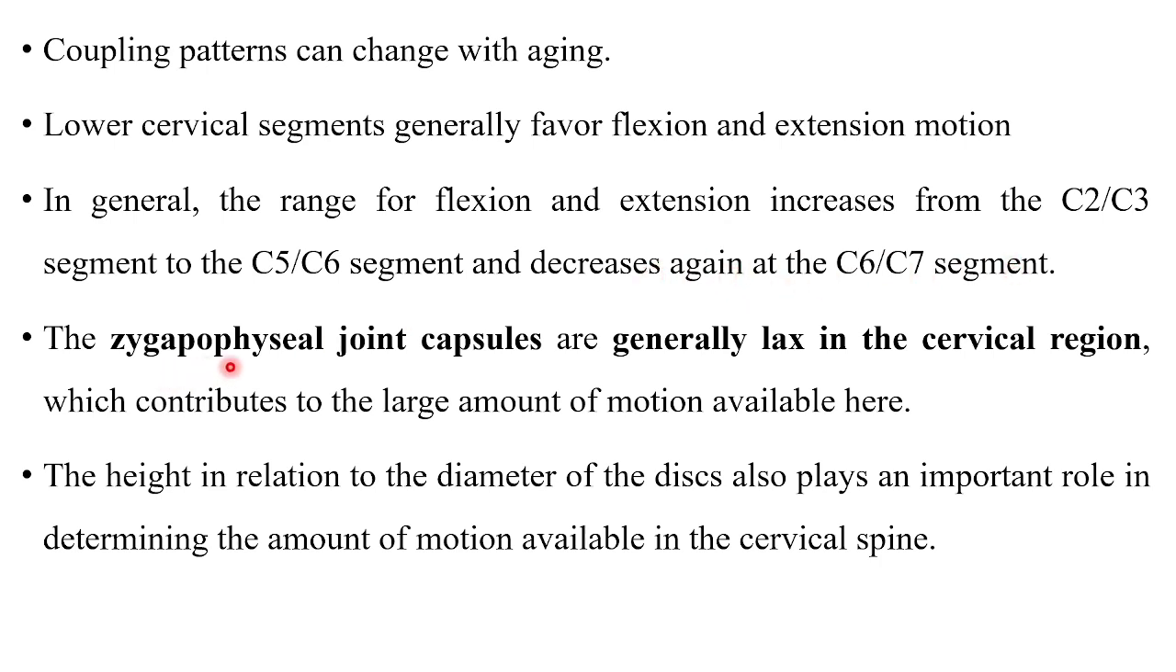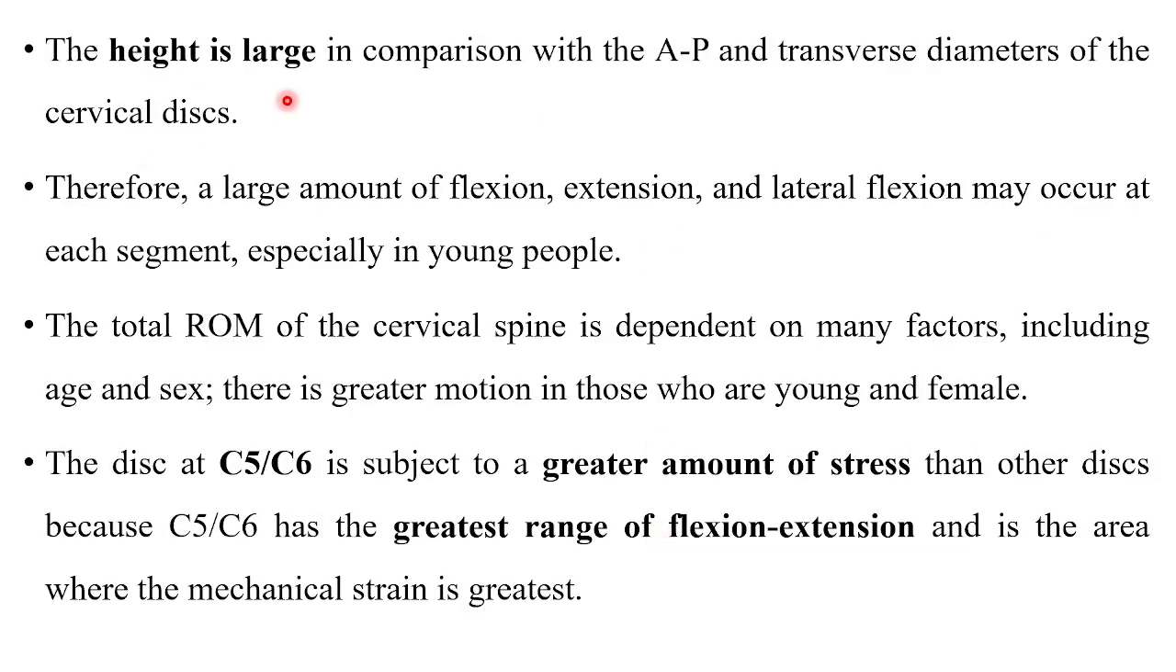The zygapophyseal joint capsules are generally lax in the cervical region, which contributes to the large amount of motion available here. The height in relation to the diameter of the disc also plays an important role in determining the amount of motion available in the cervical spine. The height is large in comparison with the anteroposterior and transverse diameters of the cervical disc. Therefore, a large amount of flexion, extension, and lateral flexion may occur at each segment, especially in young people.